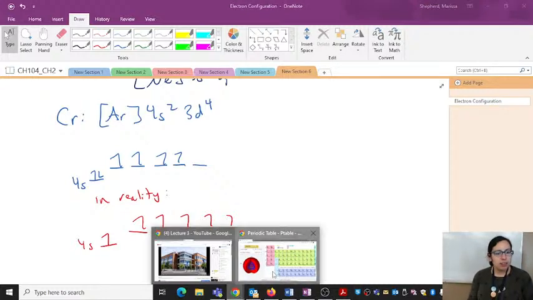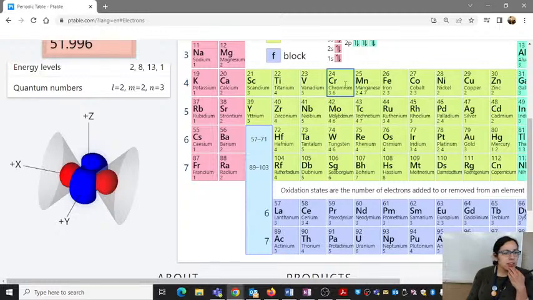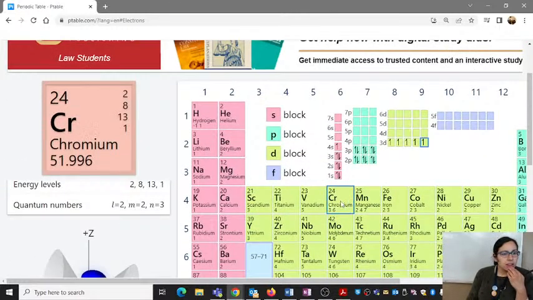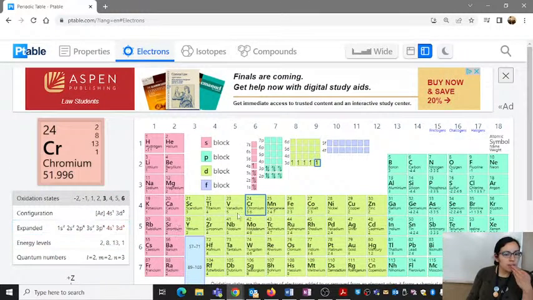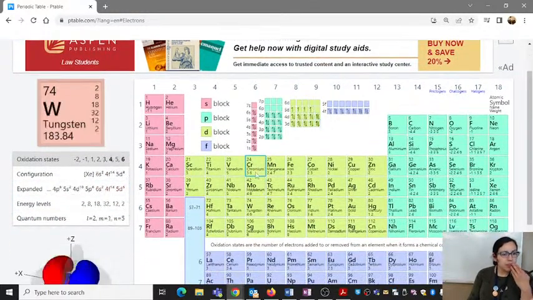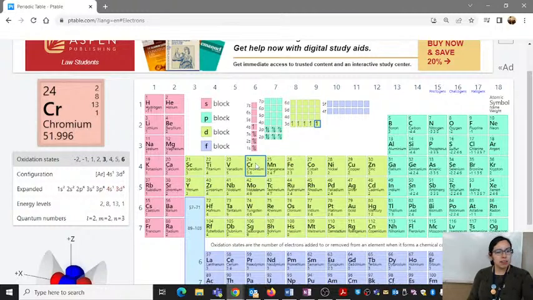And so let's actually see what our periodic table says. Oh, I guess I have to zoom out. There we go. And so on this periodic table, it does give the 4s1, 3d5. So if you see that, just think, okay, I know why it's funny.